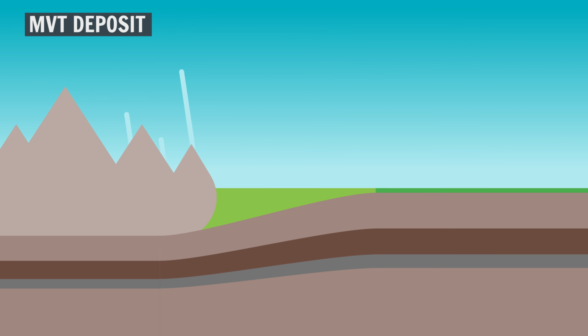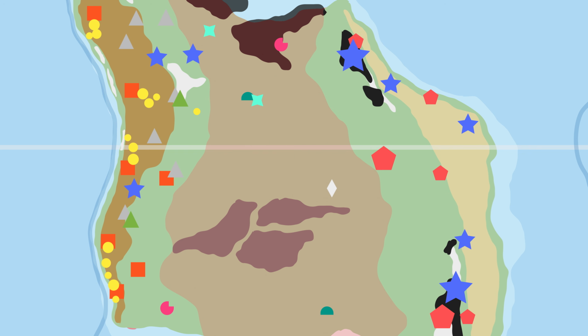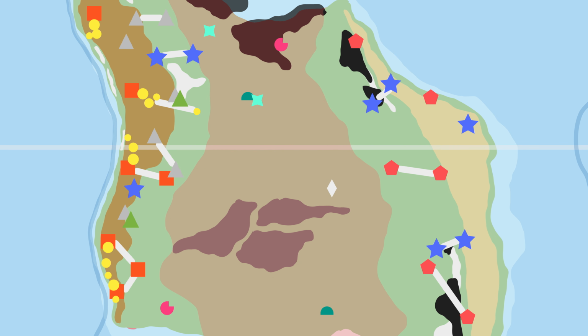MVT, Mississippi Valley type deposits, form when groundwater sinks beneath a mountain range, dissolves metals, and then transports and concentrates them on the other side of a foreland basin. Again, throw a few of these in. Note that MVT type deposits can be hundreds of kilometers away from their source.